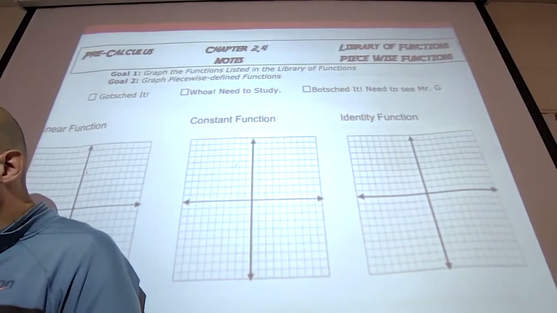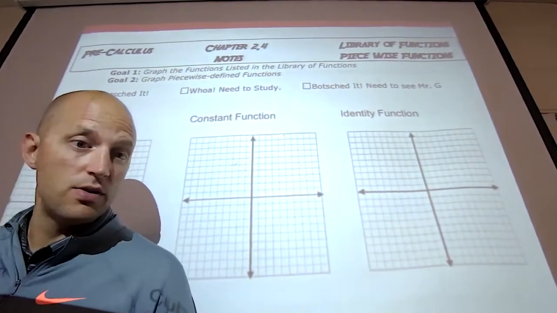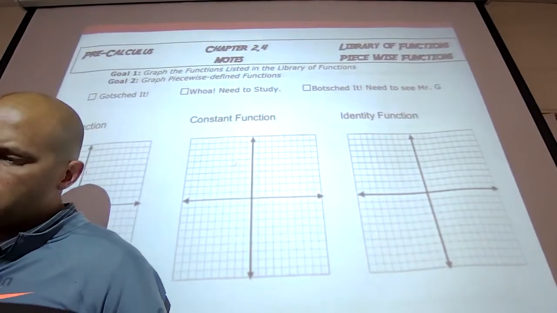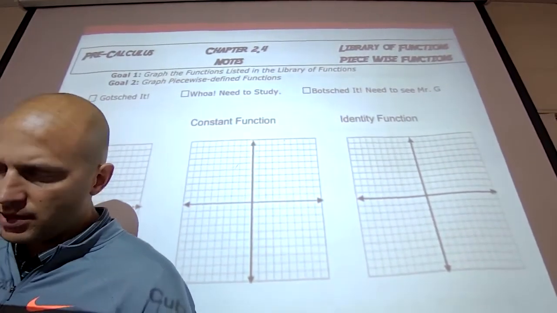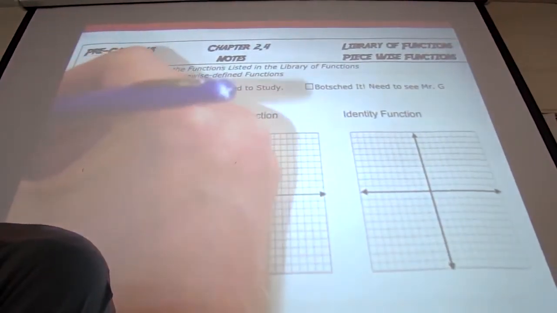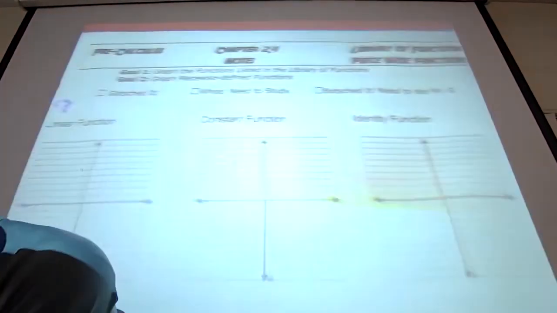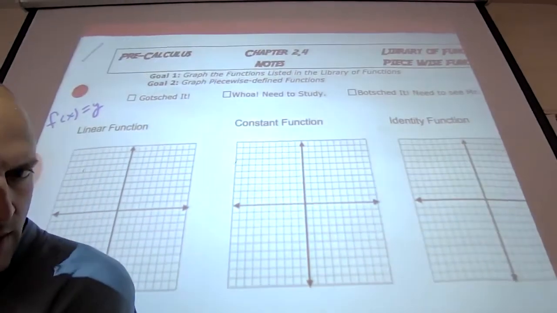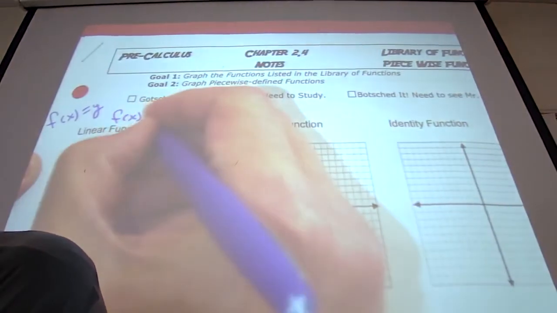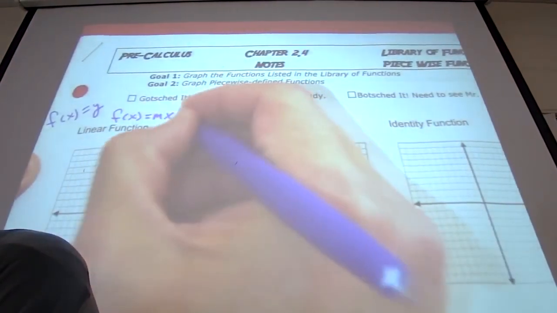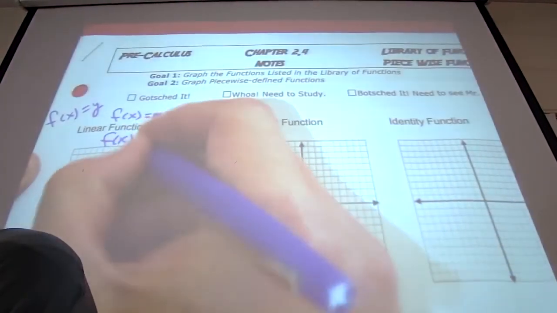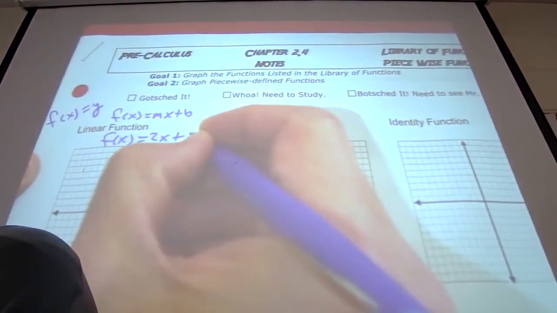Let's start taking a look at the different types of functions. We call these the library of functions. So these are all going to pass the vertical line test. If we take a look, they have a linear function. So you might see, again, f of x equals or y equals. I'm going to go ahead and write these in function notation. So you might see f of x equals mx plus b, something like that. Or f of x equals, I'm just making this up, 2x plus 5.